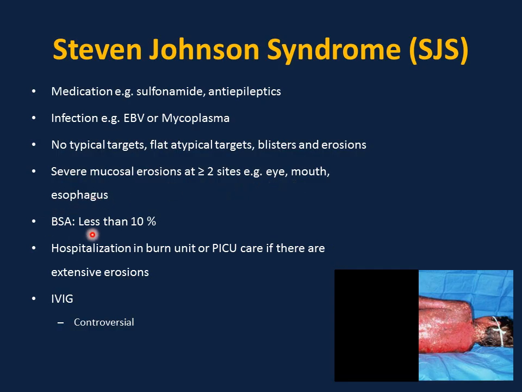Body surface area is less than 10%, usually require hospitalization in burn unit or PICU if is associated with extensive erosion. Using IVIG is controversial in cases of Stevens-Johnson syndrome.